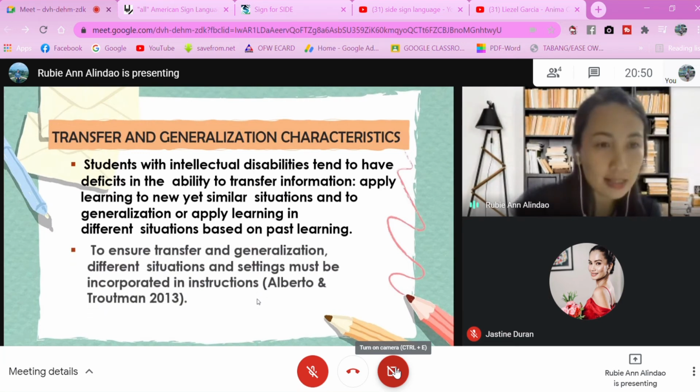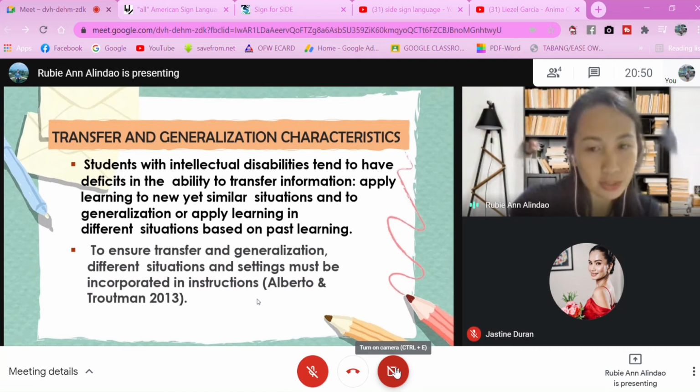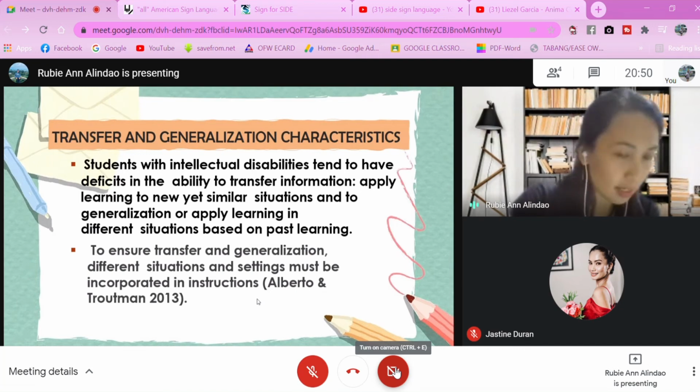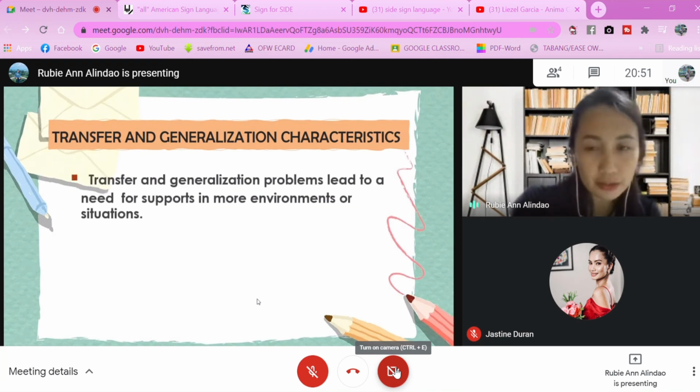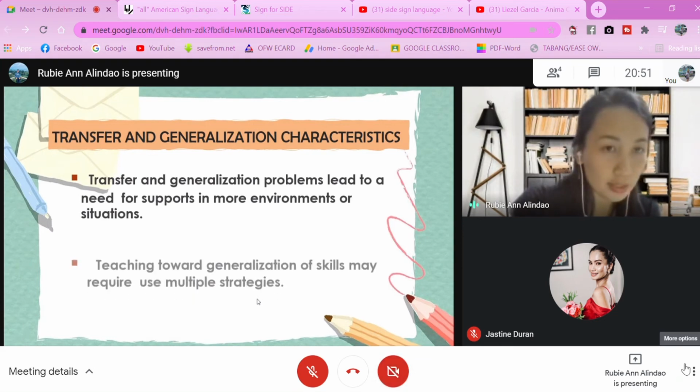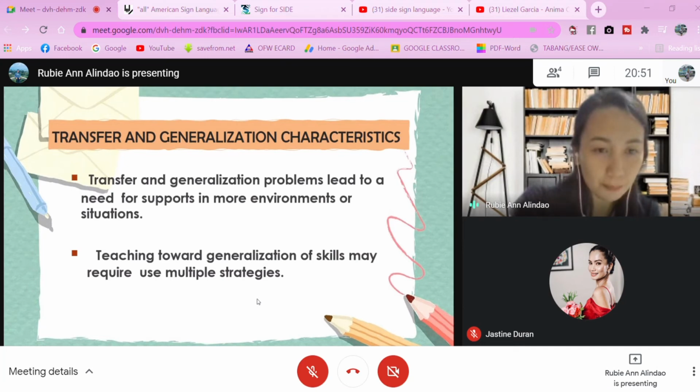So next, to ensure transfer and generalization, different situations and settings must be incorporated in instruction. That is based on Alberto and Troutman, 2013. Transfer and generalization problems lead to a need for supports in more environments or situations. Next characteristic: teaching toward generalization of skills may require the use of multiple strategies.